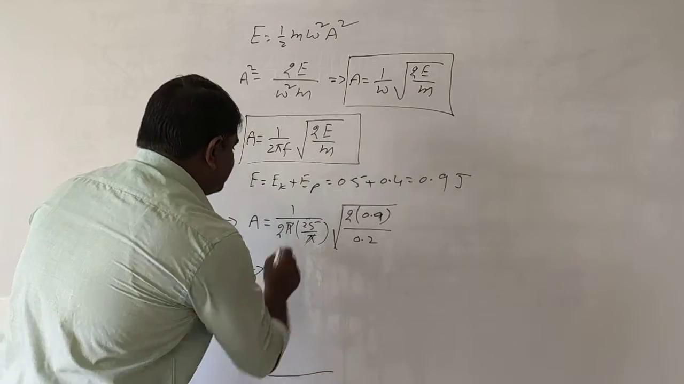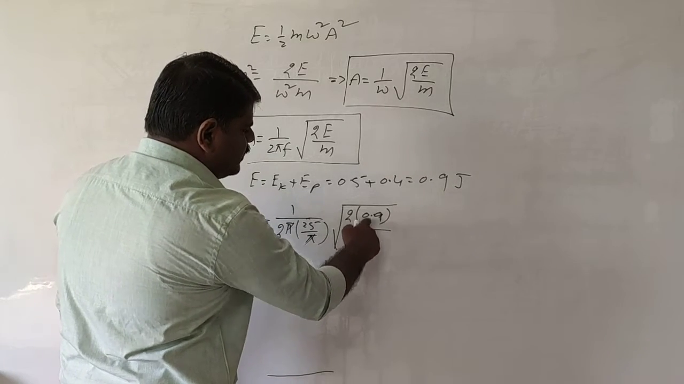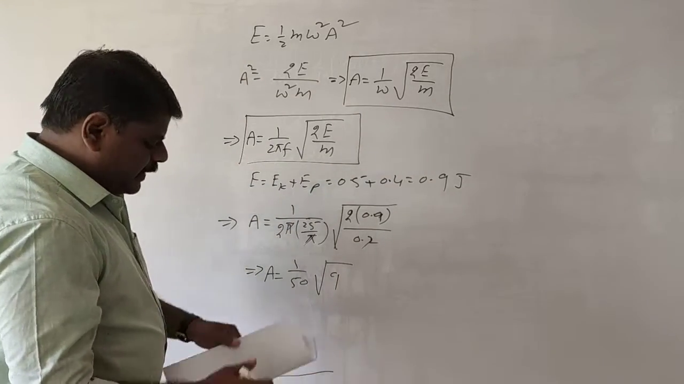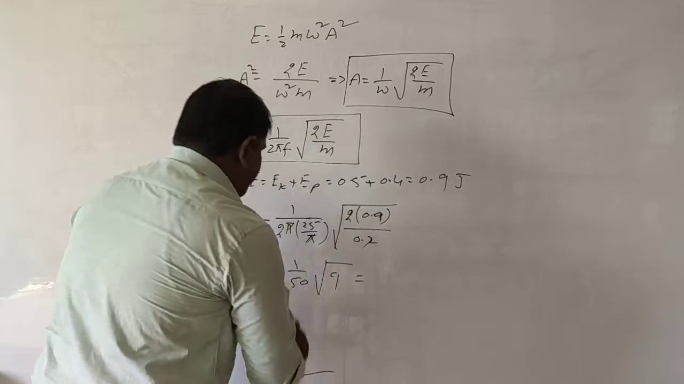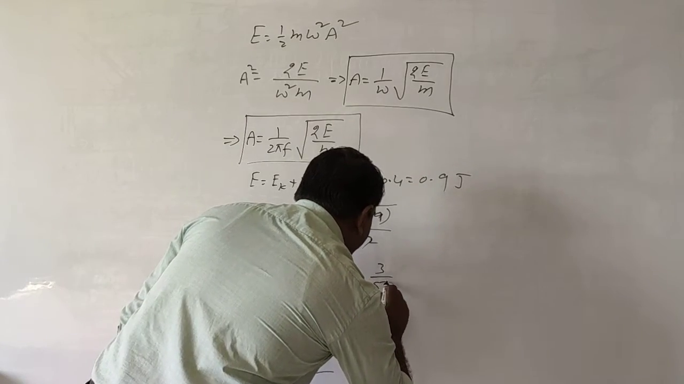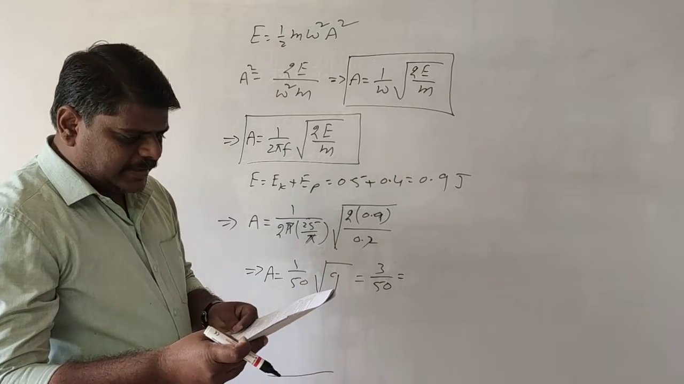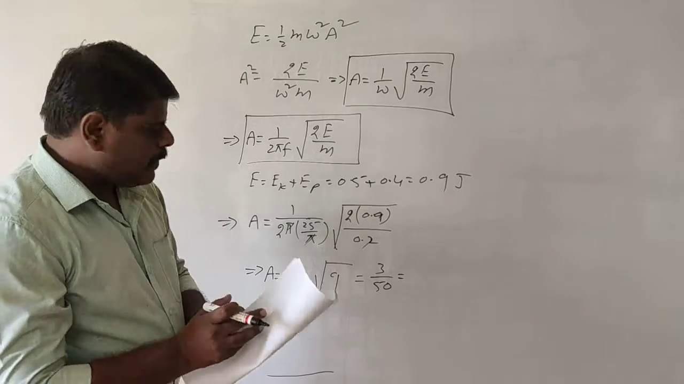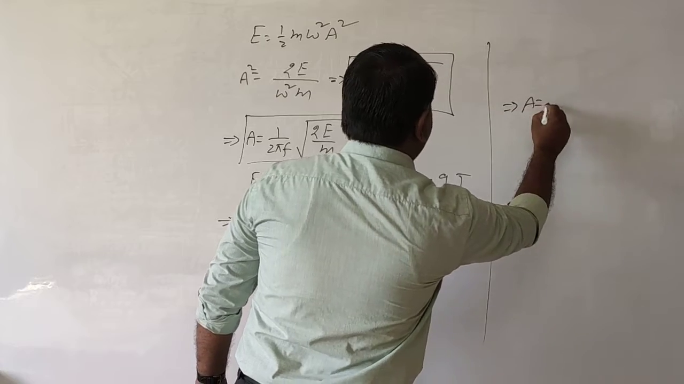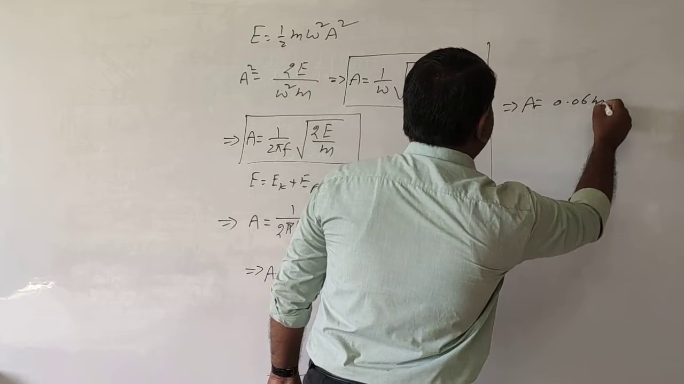So A equals 1 by 2 into 25, which is 1 by 50, into under root of, the decimal point cancelled and 2 also cancelled, so it becomes root 9. Root 9 is 3, so it will be 3 by 50, which is 0.06. If 3 is divided by 50, you get A equals 0.06 meters. This is the answer.